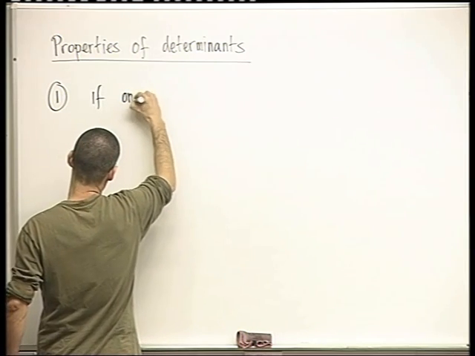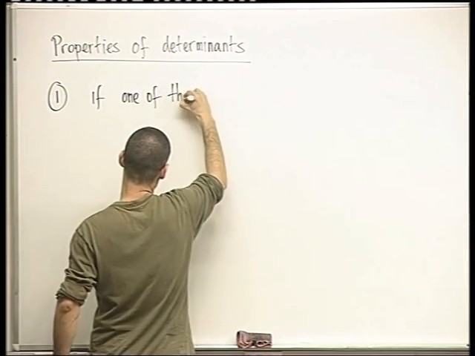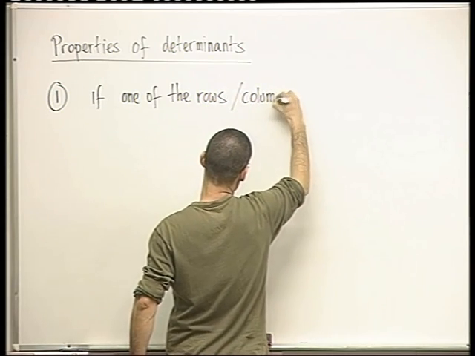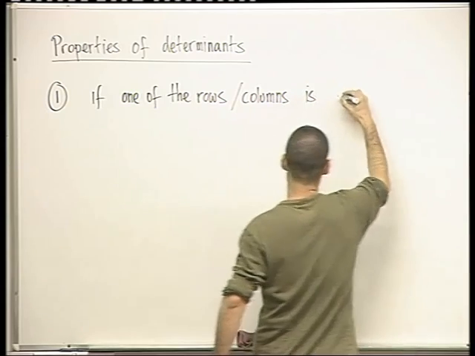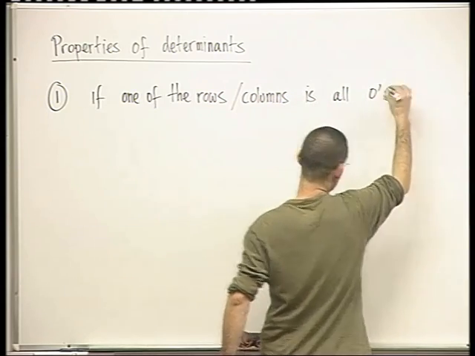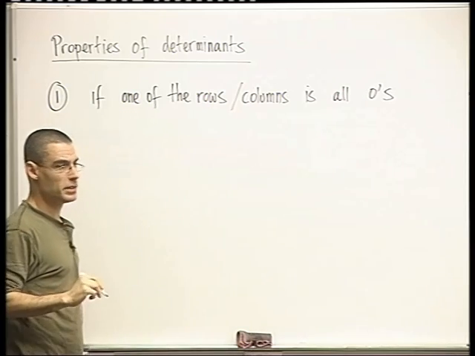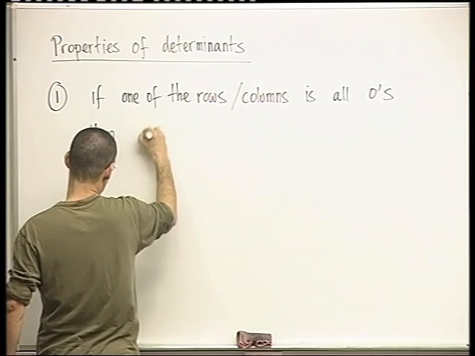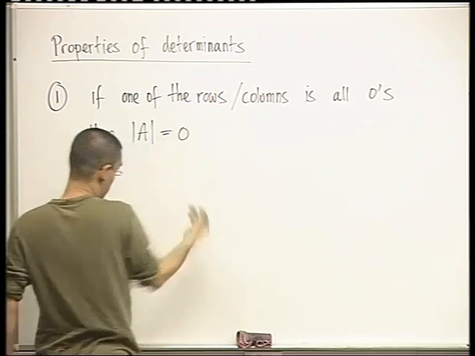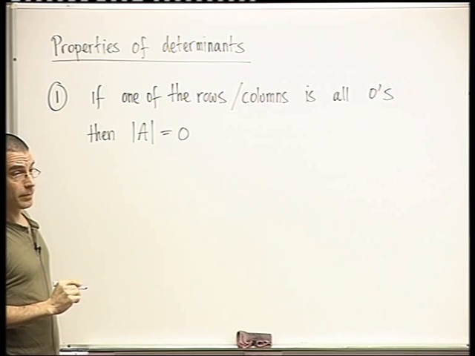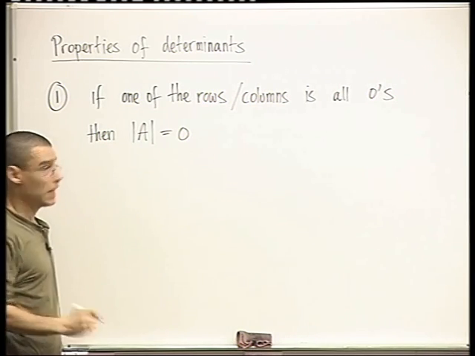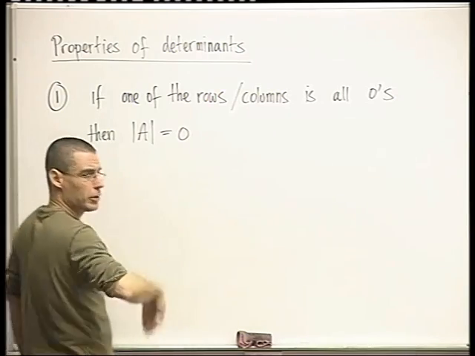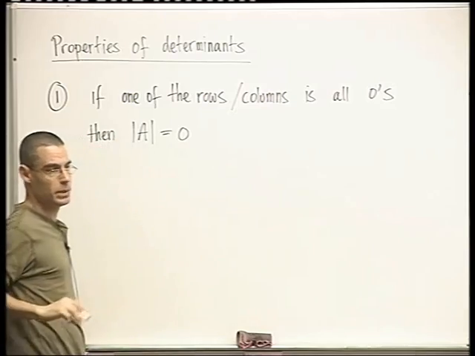If one of the rows or columns is all zeros, then what is the determinant? 0. Right. Then the determinant is 0. Because choose that row or that column, which is all zeros, and use that. So you're going to have 0 times a minor, minus 0 times a minor, plus 0 times a minor, minus 0 times a minor. Obviously, it's just going to be all zeros.